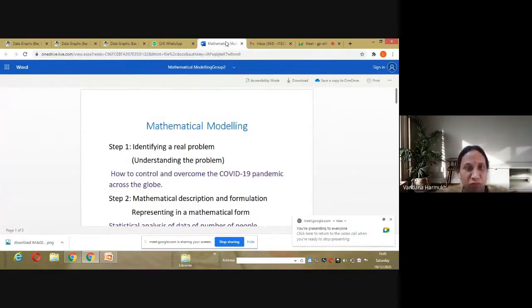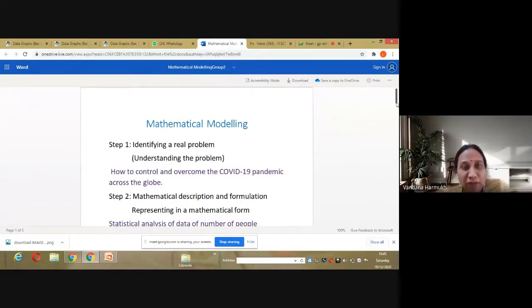The topic that we have taken is how to control and overcome the COVID-19 pandemic situation across the globe. This is a study based on the data from the month of June. Data has been collected from reliable websites. So step 1 is identifying the problem. So this is the problem.